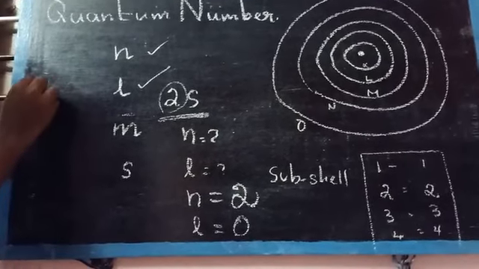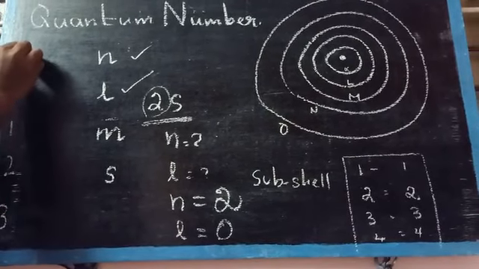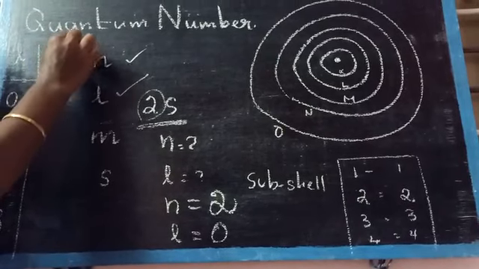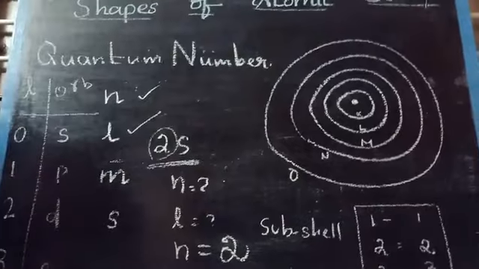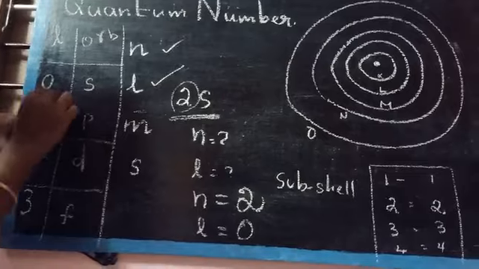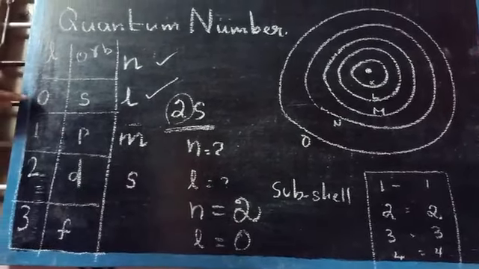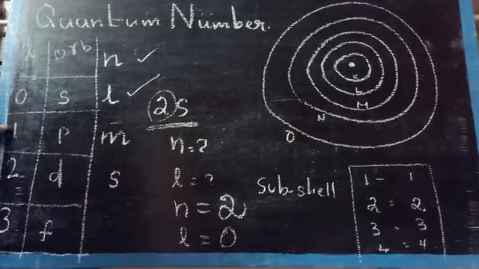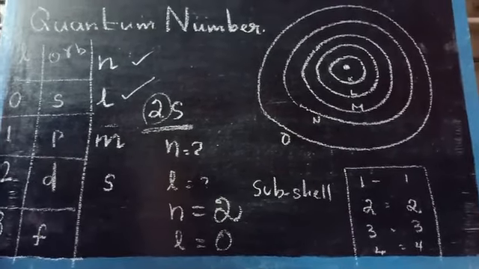Now the l values are 0, 1, 2 and 3. Now write the orbitals: s orbital, p orbital, d orbital and f orbital. This is a very important concept, so keep it in mind. An l value of 0 denotes the s orbital, l value 1 denotes the p orbital, 2 the d orbital, 3 the f orbital.